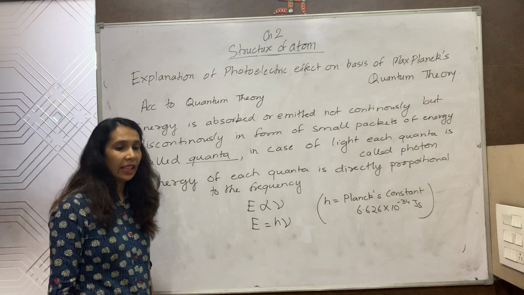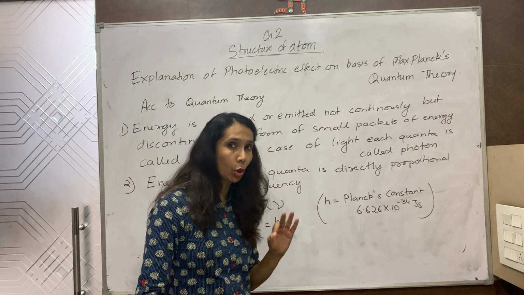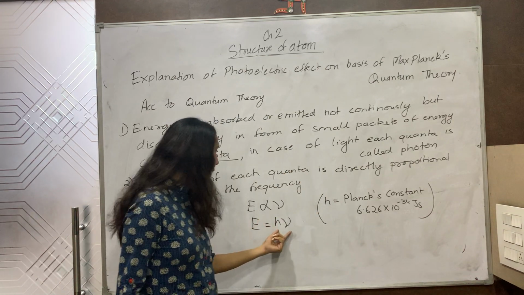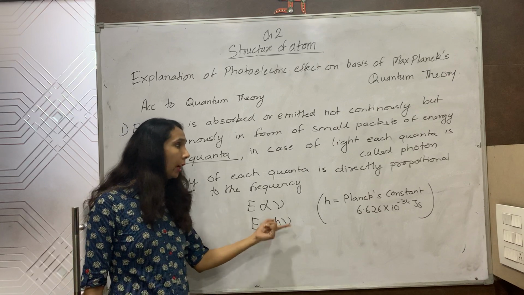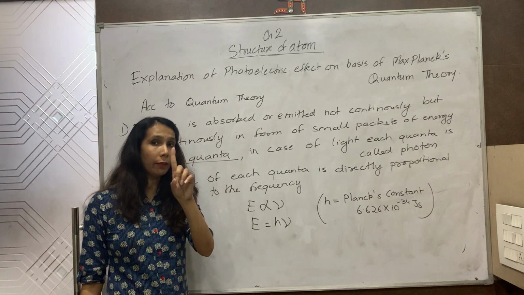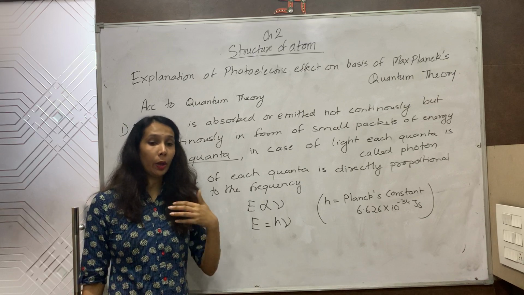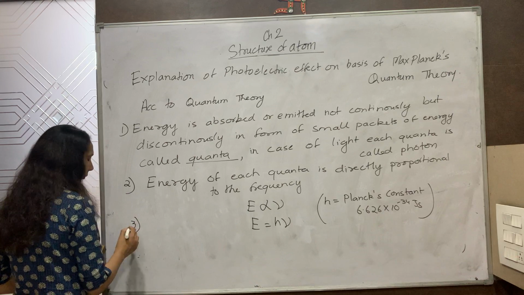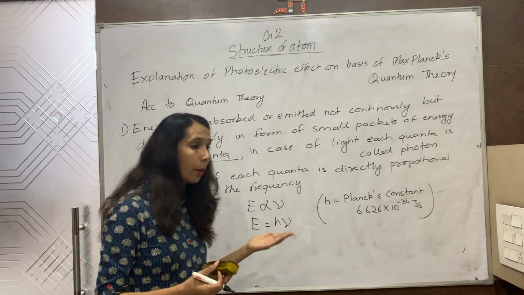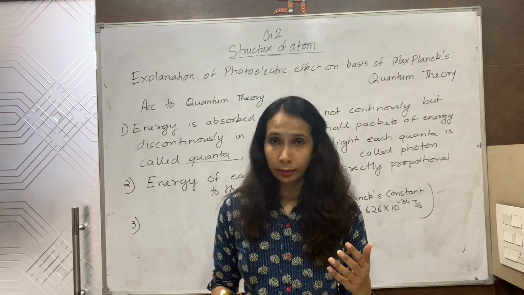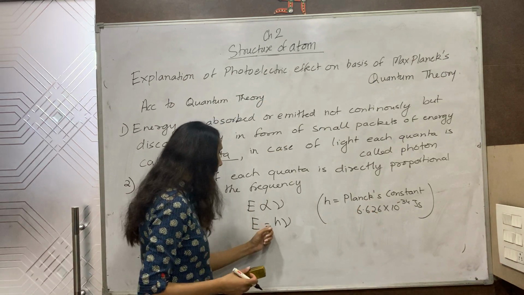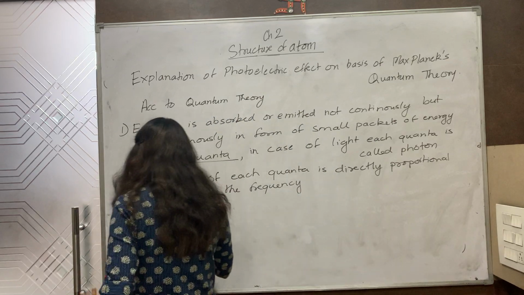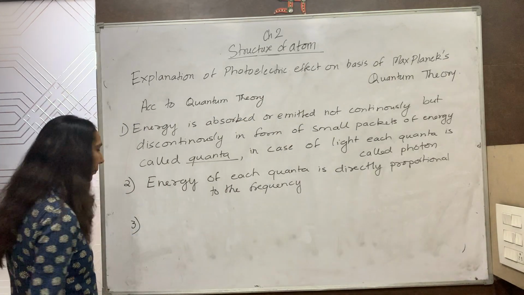So I can say that energy is emitted or absorbed in integral multiples of h nu. This is the energy of one packet, one photon, one quantum. So if from any source energy is emitted, and the amount of energy emitted is 10 quanta, the energy of 10 quanta will be 10 into h nu. So energy is emitted or absorbed in integral multiples of h nu.